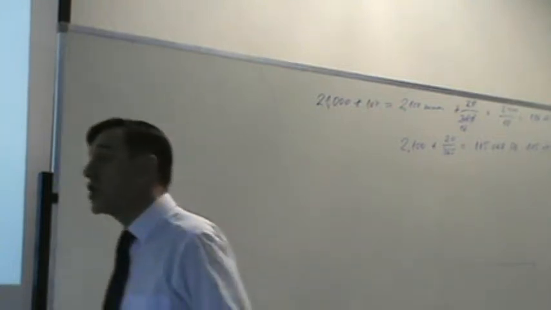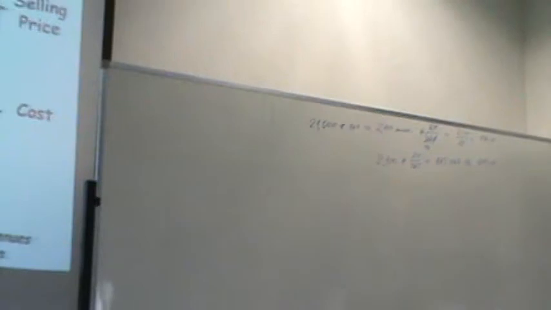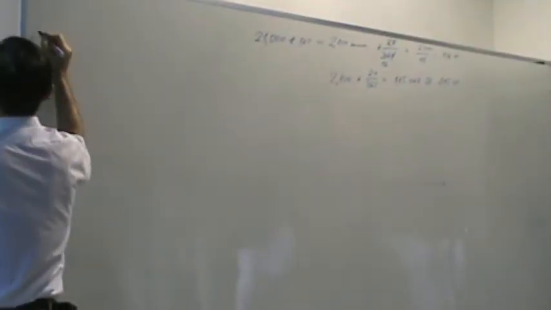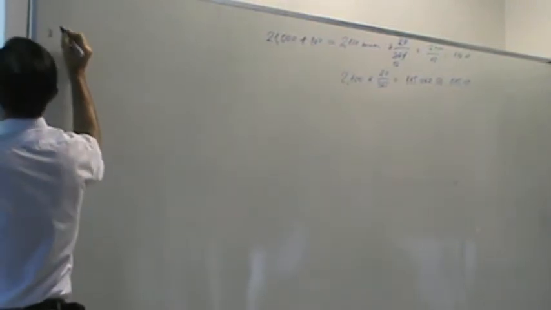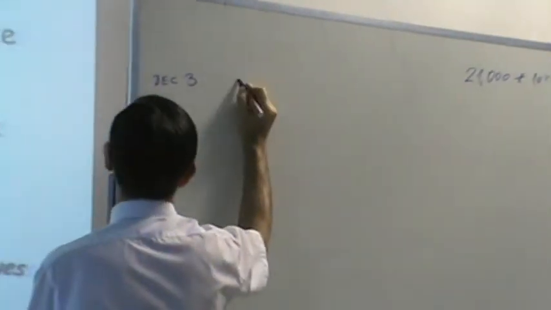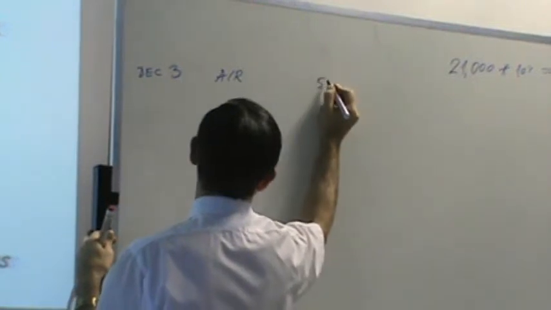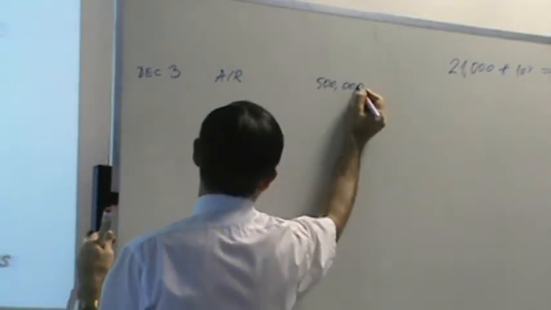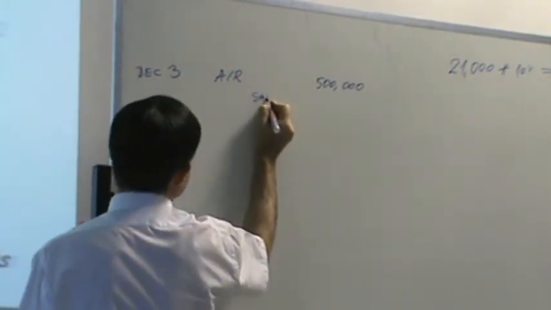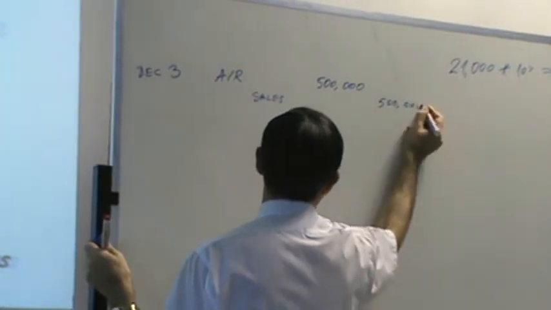So you just look at the pattern over here, and the pattern is account receivable, sales. Account receivable is going to be which date? Is it December? Which month? December 3. December 3 is going to be debit account receivable $500,000, and credit is going to be sales $500,000.